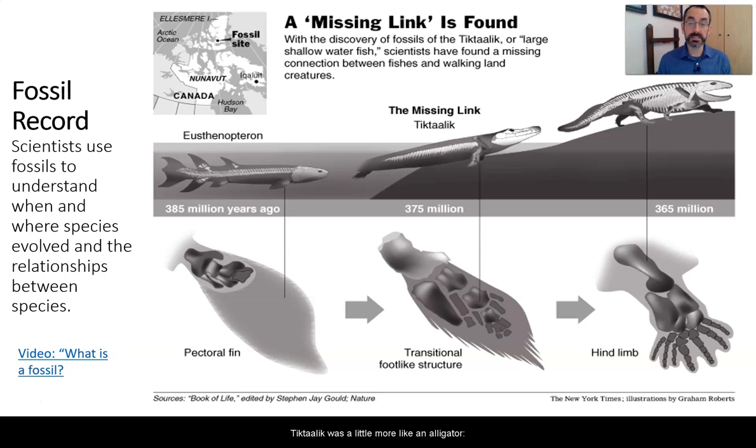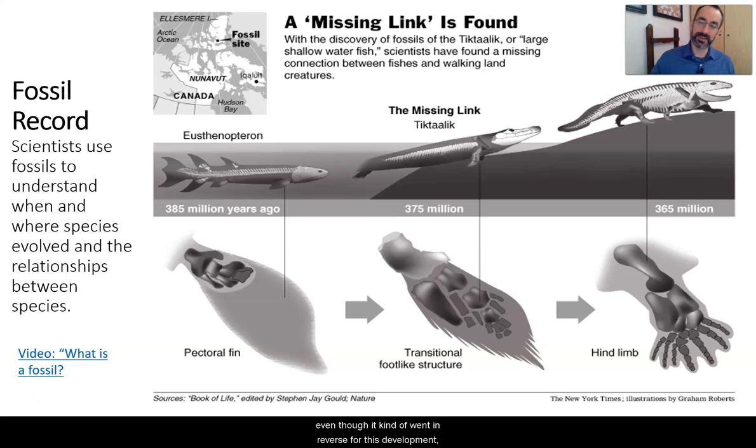Tiktaalik was a little more like an alligator. It spent almost all of its time in the water, but it was able to leave the water for brief periods, probably to either catch food that was right on the beach or to get out of the water to escape something that was going to try to eat it. And Ichthyostega still has a lot of fish-like traits, which means it probably spent most of its life in the water, but was able to leave the water and walk around some.